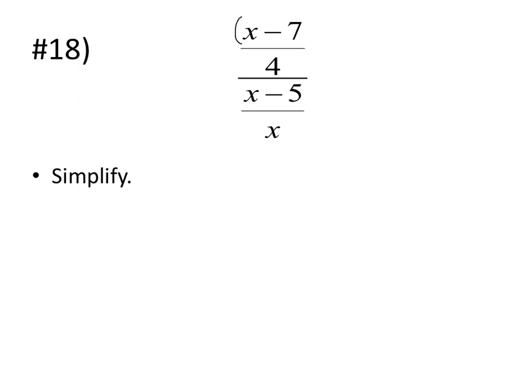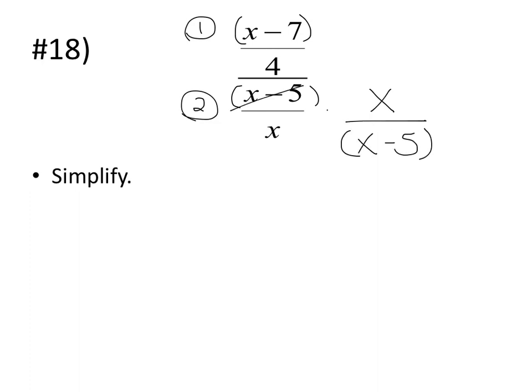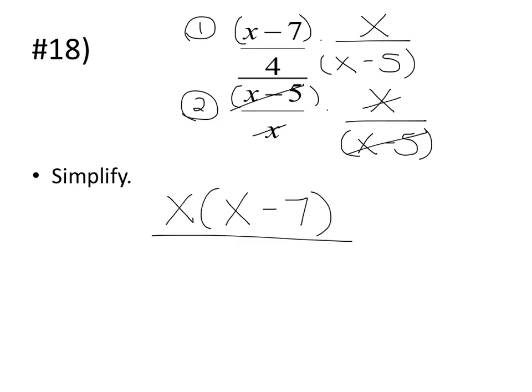Okay, so first things first, I'm going to do my parentheses. So 1 and 2 are actually already done for us because this is one fraction and this is one fraction. So we're going to go straight to multiplying by the reciprocal of the denominator. So these cancel, these cancel. Nothing cancels up there, so you're left with x times x minus 7 over 4 times x minus 5.